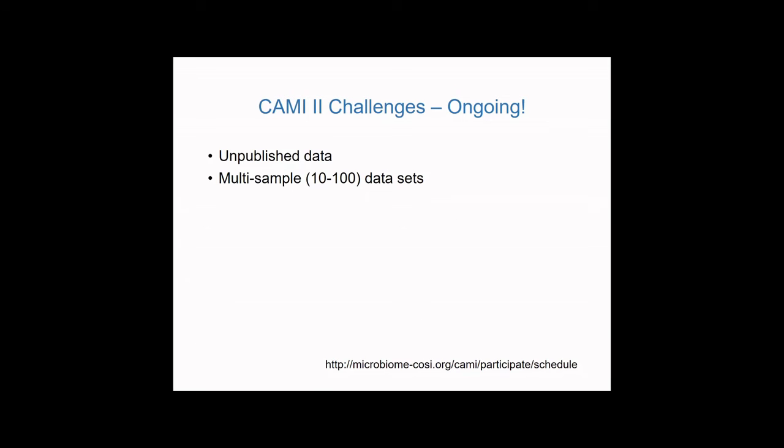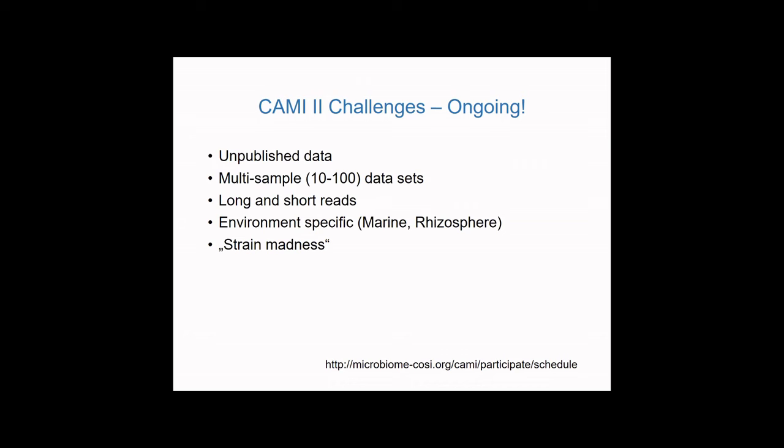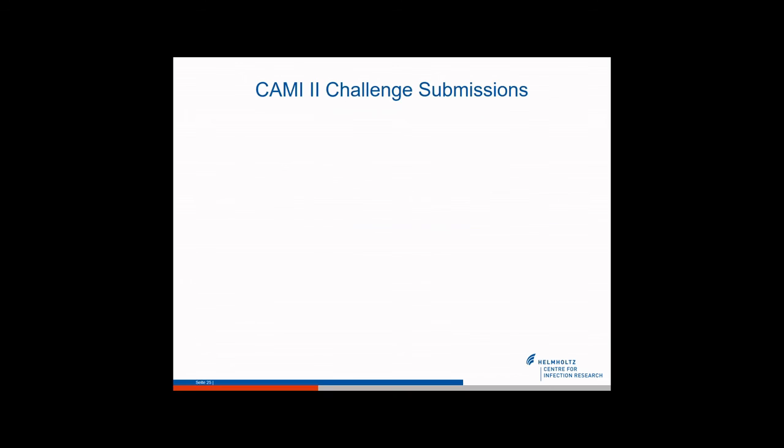The data again included unpublished data and larger data sets than before, because that was a wish of the genome binning community. They wanted many more samples, also long reads, PacBio data, and in the Rhizosphere Challenge, Oxford Nanopore. Now it is environment specific, so derived from specific 16S profiles, genomes were sampled to simulate those abundance distributions. We had a strain madness challenge. So if you want to know if you can resolve strains, that's your data set. It has a lot of strains. And this pathogen detection challenge.